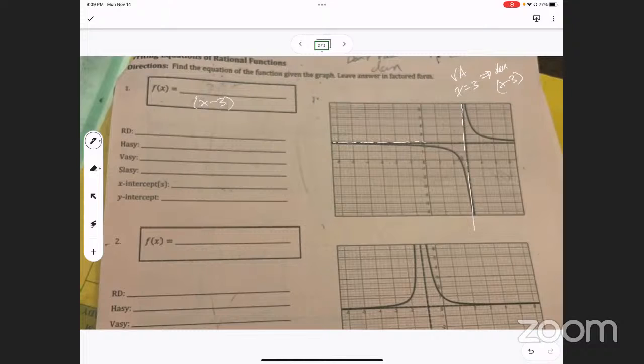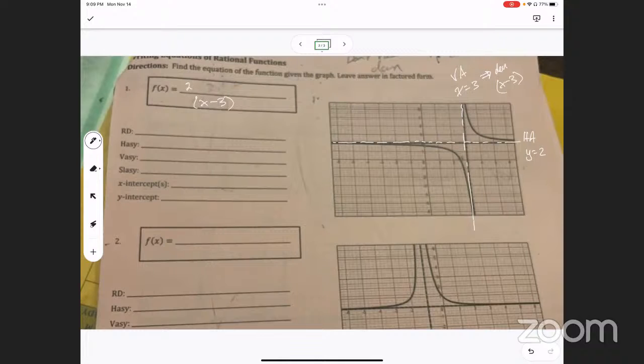So this right here is your horizontal asymptote. Is that y equals 2? Yeah. So that means there's going to be a 2 on the top, and the degree of the numerator and the denominator are going to be the same. We don't quite have all the rest of it yet, but we know there's going to be a 0.